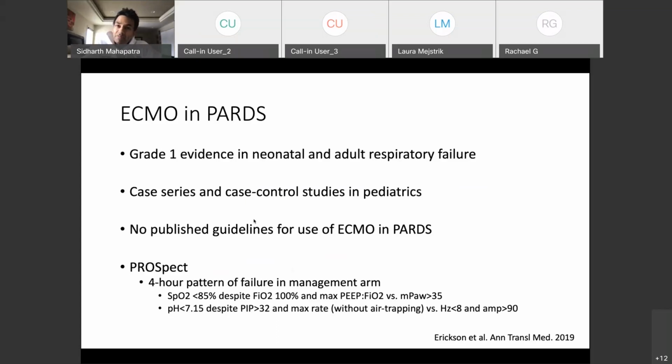Now, Prospect provides some guidance. They talk about if you're in the trial, if you have a 4-hour pattern of failure in the management arm, then you can consider ECMO. They don't actually prescribe ECMO. They say you can consider ECMO.